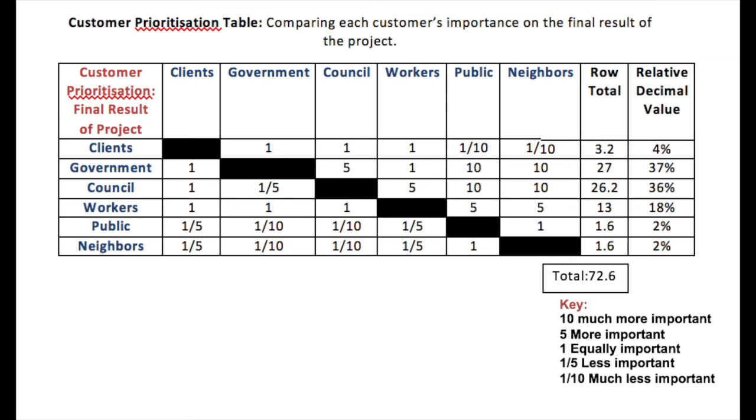So moving on to customer prioritization, the importance of each customer's impact on the end result of the project is evaluated against each other. So clients share equal importance to most. The public and neighbours are of less importance as the clients' inputs and interests are taken much more seriously in the project. The government reigns superior amongst the majority as they can impact whether a project is stopped or can begin. They come equal to workers, as without workers, well, the project just couldn't happen. Council shares basically the same importance as government.